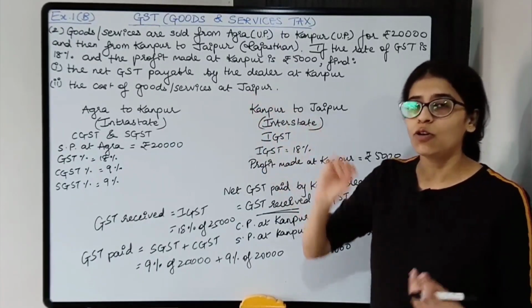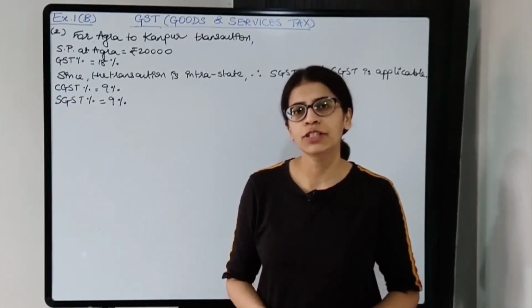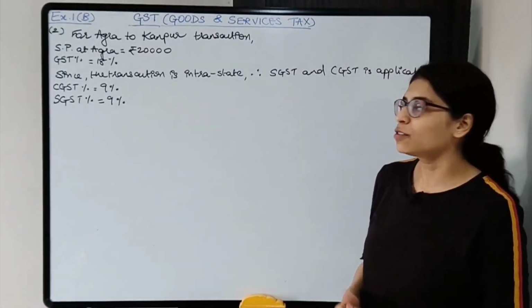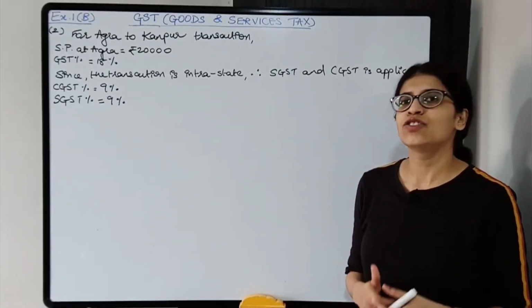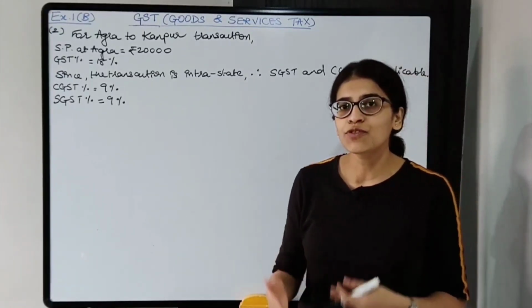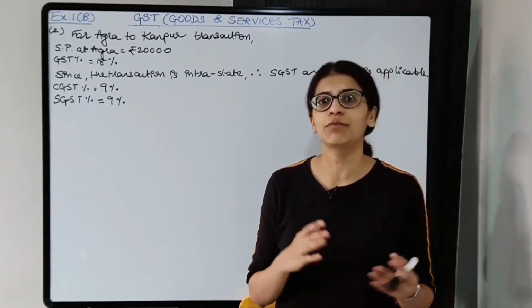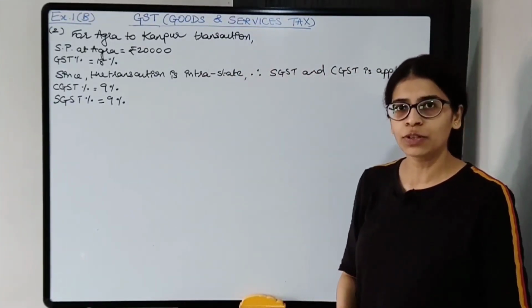Alright. So I hope you understood, students. Now we'll start solving. First, write down the information for Agra to Kanpur transaction. Okay. So for Agra to Kanpur transaction, what is the selling price? Selling price is 20,000 rupees. GST percentage is 18%. And what type of GST will be applicable? It will be CGST and SGST because the type of transaction is intrastate transaction. So you have to give reason over here.